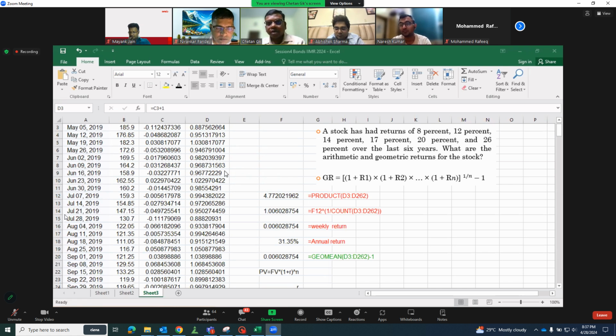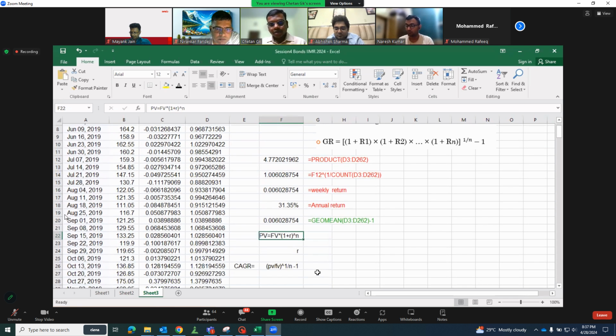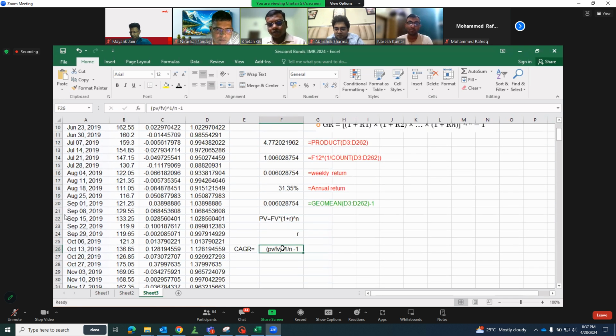If you have difficulty doing this, since it is very time consuming, you can use this formula. PV is equal to FV divided by 1 plus R whole raised to N, minus 1. Sorry: PV divided by FV, whole raised to 1 divided by N, minus 1. You can use this equation for smaller problems, less than 10 periods, directly. That is what Naresh has expressed. Is it fine? Yes, sir.